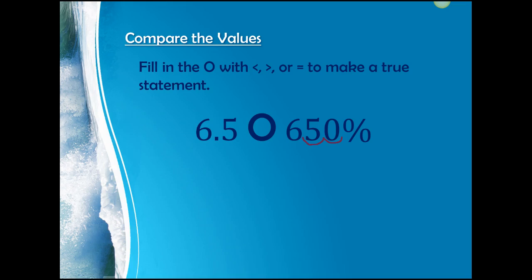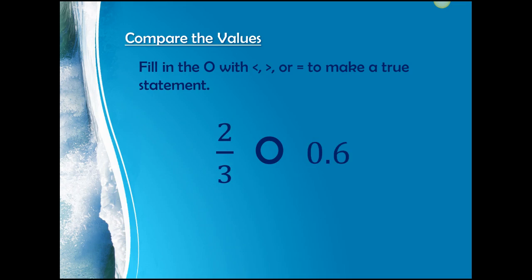650% written as a decimal is 6.5. So whether you convert the decimal to a percent or the percent to a decimal, in this case they are equal. Next, let's compare 2/3 to 6/10.